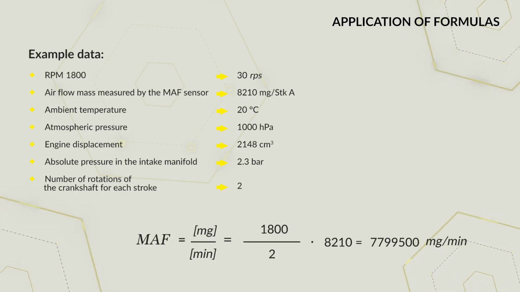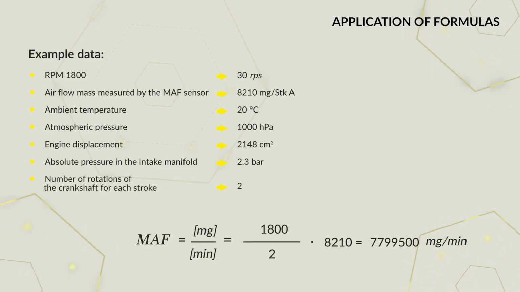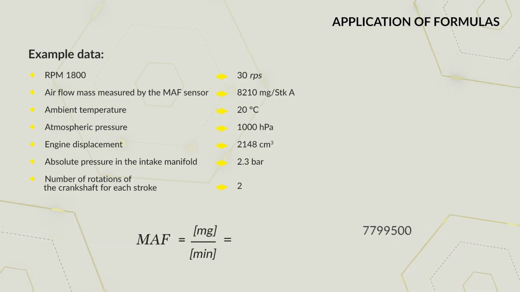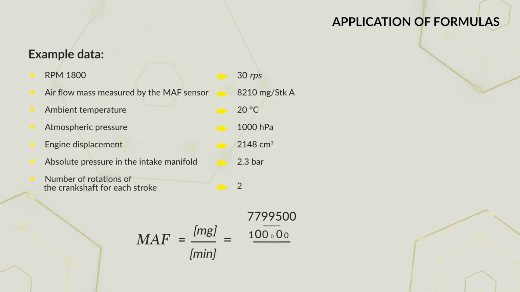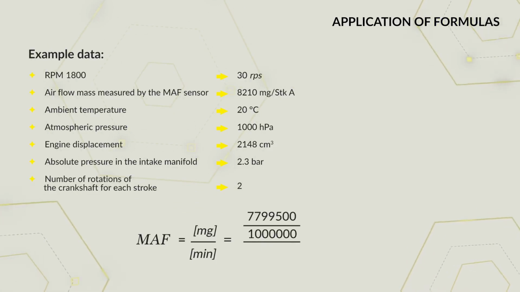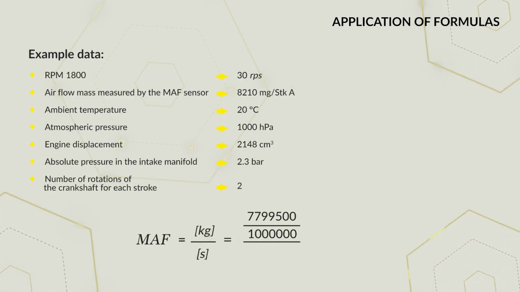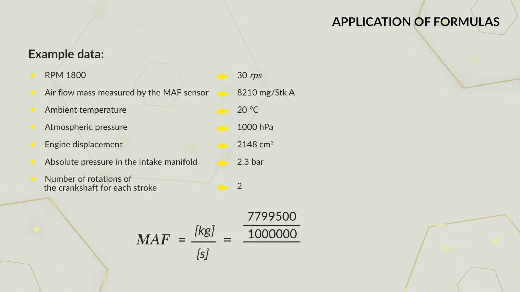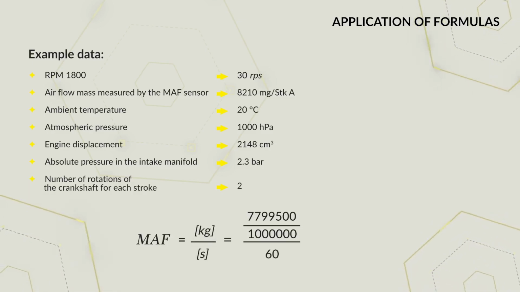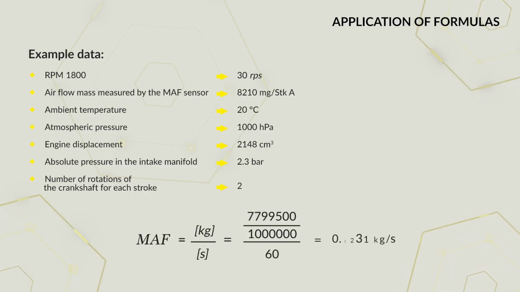We continue by converting the airflow into kilograms per second. Take the previously calculated MAF value and divide it by 1 million, necessary to convert the values from milligrams to kilograms, and then by 60, the value corresponding to the seconds that make up 1 minute.